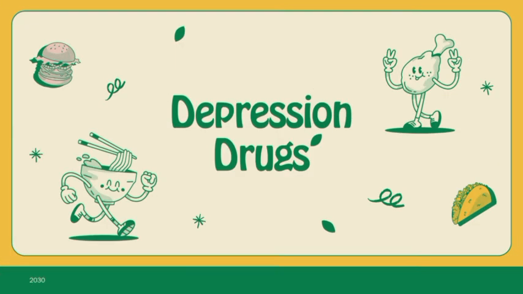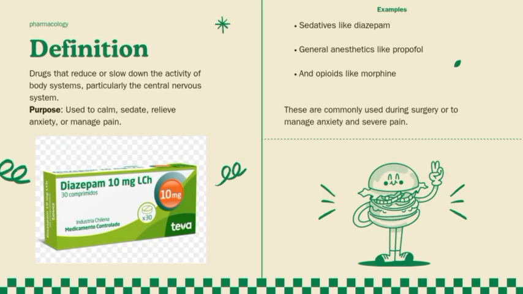First, we have depression drugs. These drugs work by slowing down the activity of certain parts of the body, especially the central nervous system. This does not mean they cause emotional depression. Instead, they are used to calm the body, reduce anxiety, relieve pain, or help someone sleep.